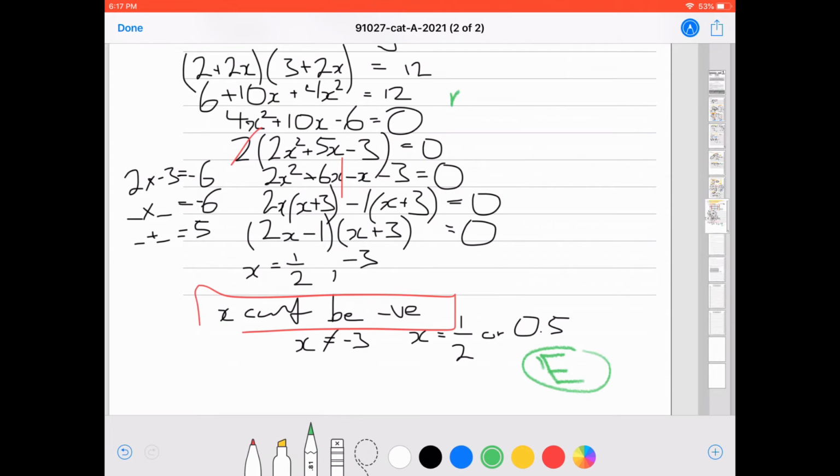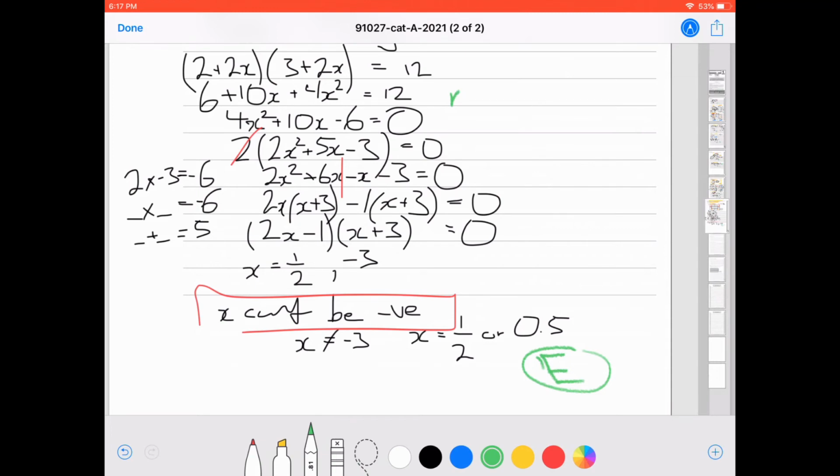Okay, moving on to question 3. What is the area of a square with sides of length 3x plus 5 centimeters? Give your answer in terms of x and in the form ax squared plus bx plus c. So we've got the square, we can even draw it. It's got lengths of 3x plus 5, and it's a square, so every side is length 3x plus 5. It's asking us to find the area.